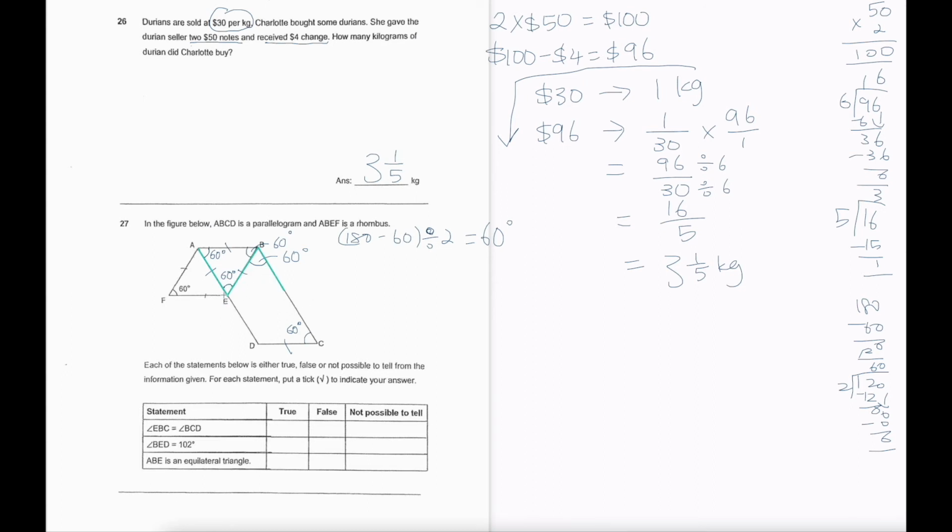Okay, can you see? This is 60 degrees. That's why AEB is 60 degrees. That's why EBC is also 60 degrees. I'm going to write it here: AEB equals EBC equals 60 degrees.